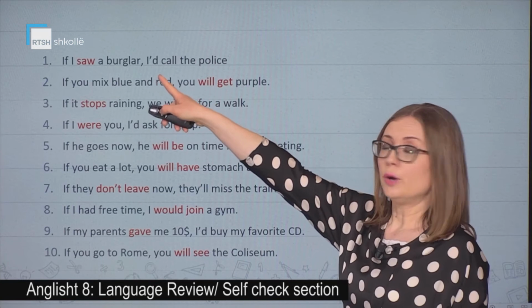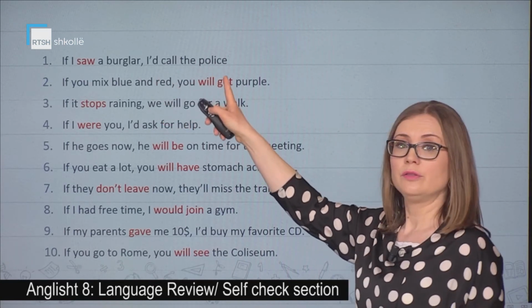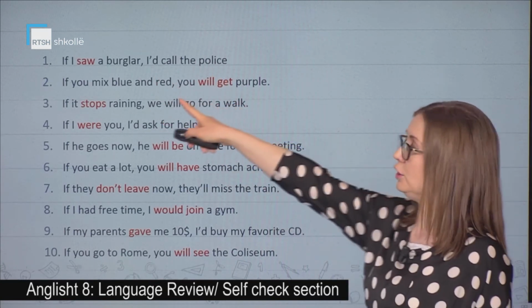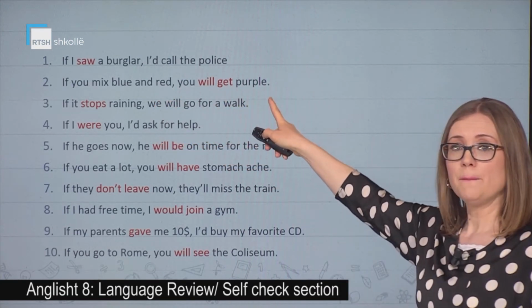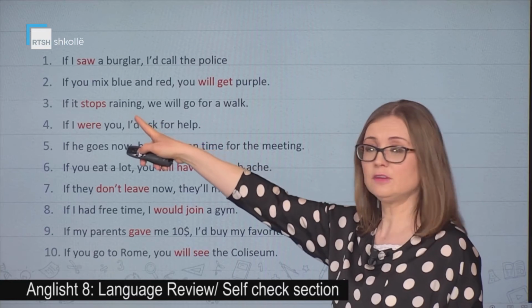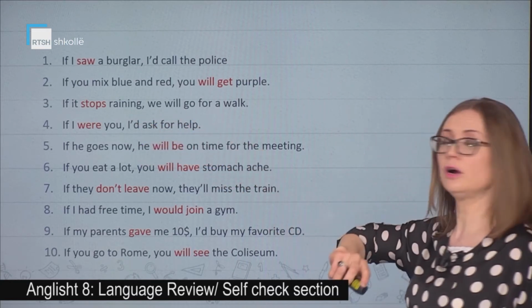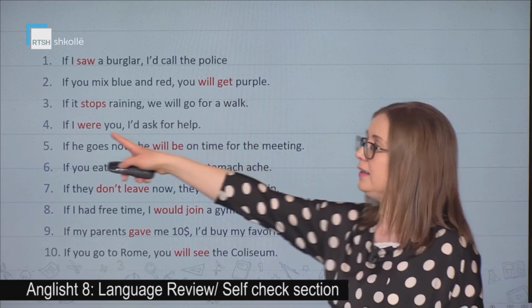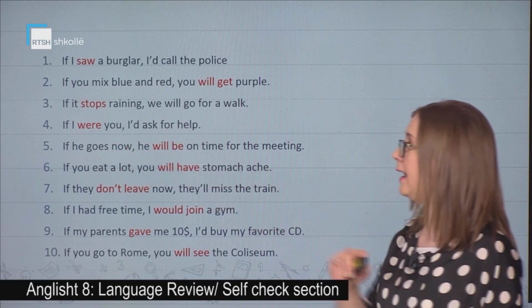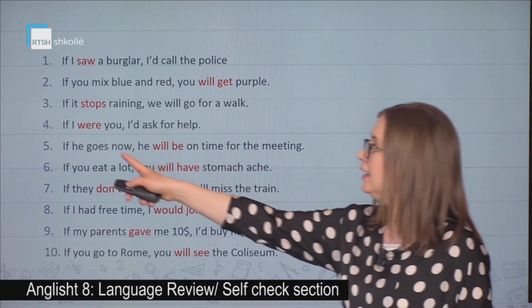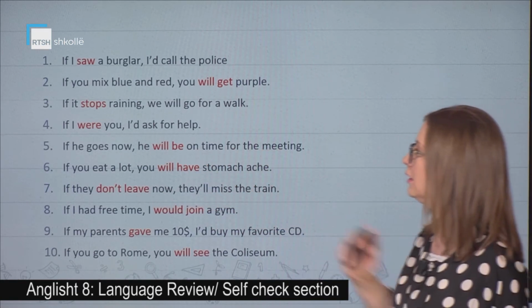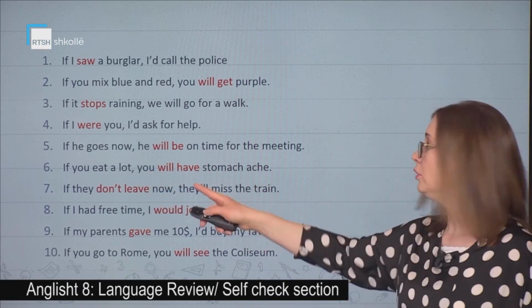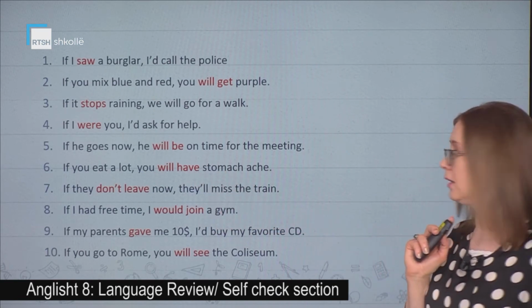If I saw a burglar, I would call the police. If you mix blue and red, you will get purple. If it stops raining, we will go for a walk. If I were you, I would ask for help. If he goes now, he will be on time for the meeting. If you eat a lot, you will have stomach ache.